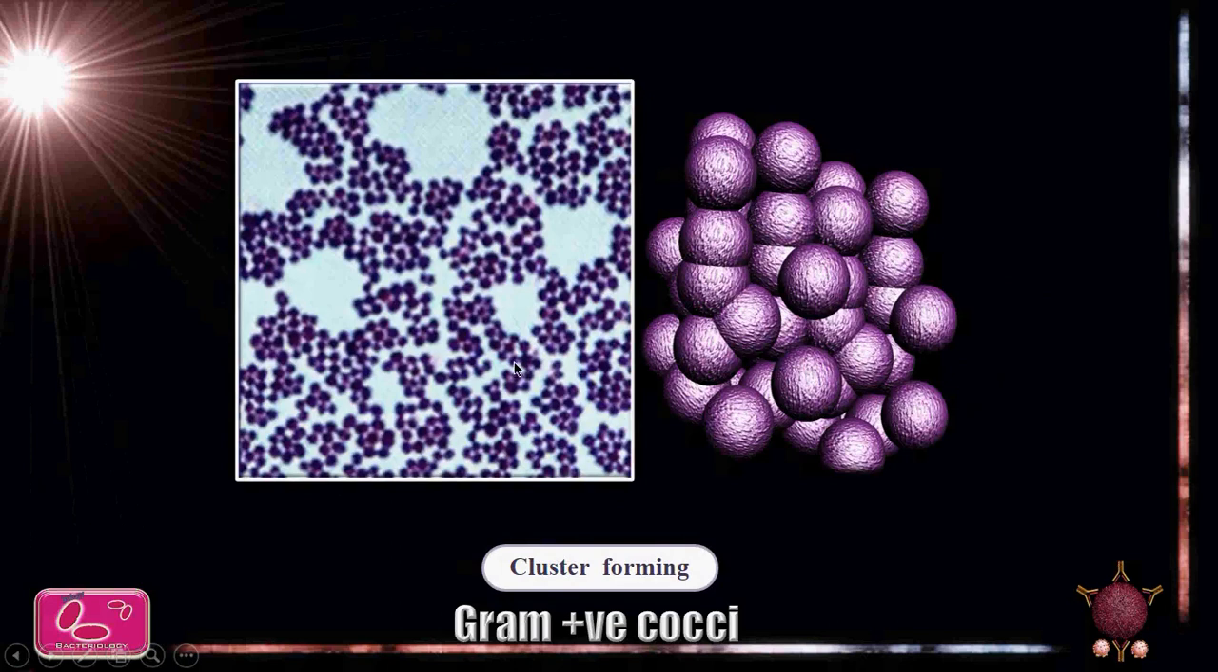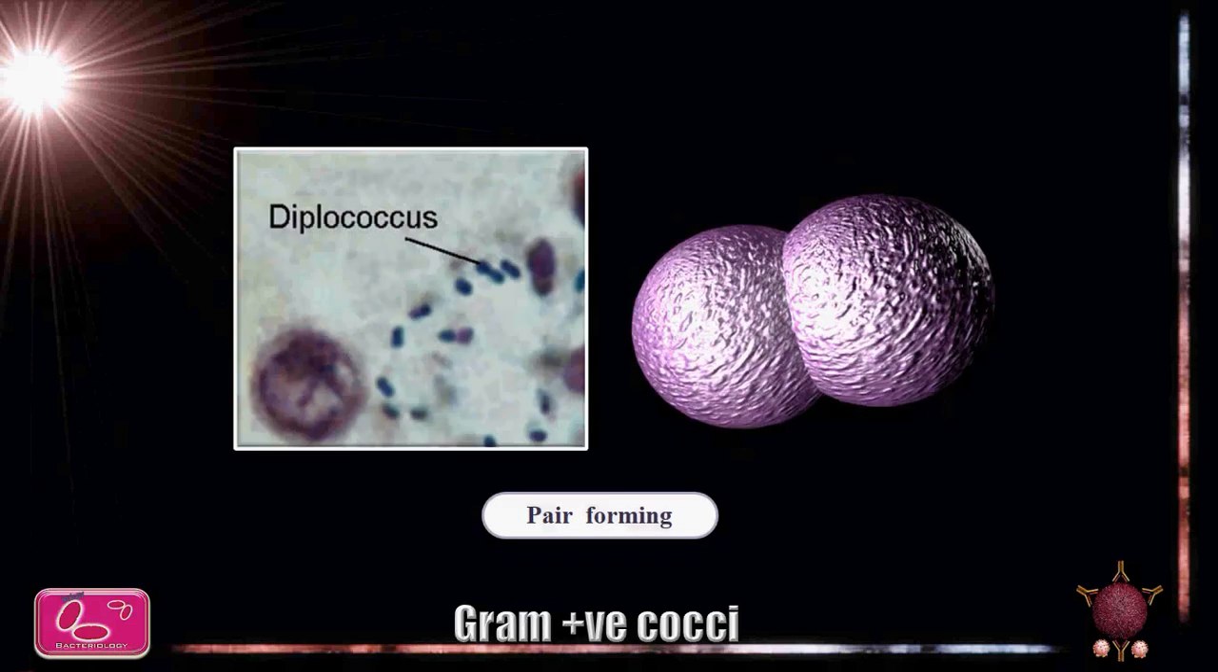Here also, firstly comment on the color. So they are gram positive because they are blue or violet. They are cocci because they are rounded. And then you can comment on any extra feature. So they are arranged, for example, in clusters. So they are gram positive cocci, cluster forming. Here also comment on the color first. So they are gram positive. Shape, they are cocci. Arrangement, for example, as an extra feature, they are arranged in pairs. Each two are clumped together.